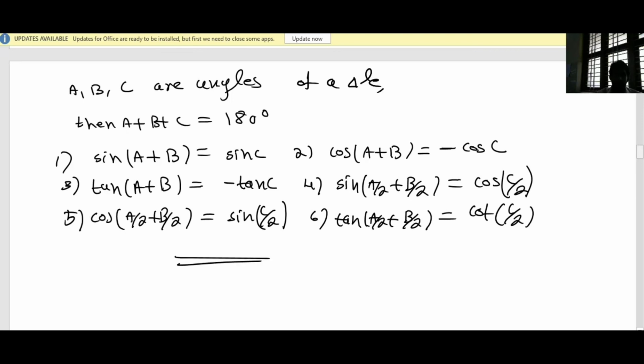Remember these 6 formulas. In the next session we will solve problems related to these 6 formulas.